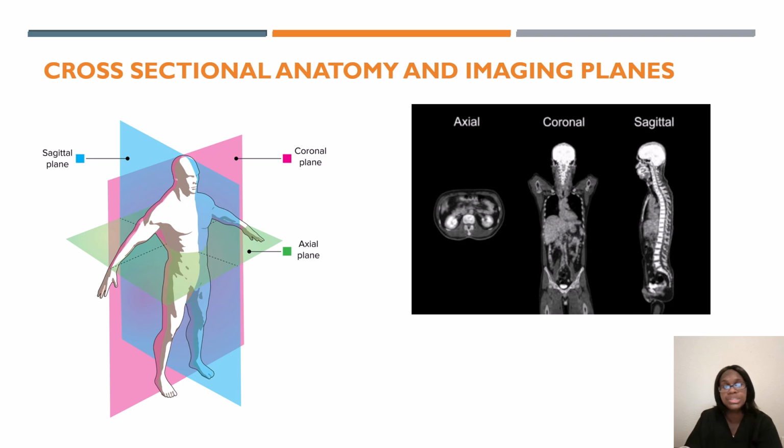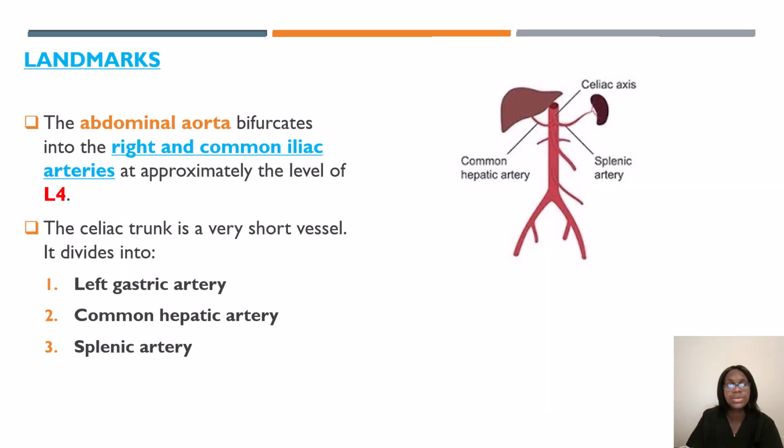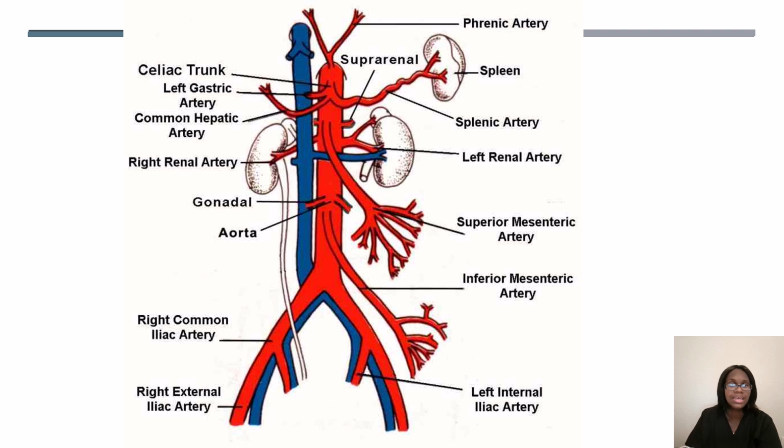Cross-sectional anatomy. If you were to look at an image, can you tell the difference between an axial, coronal, or sagittal image? Your landmarks. The abdominal aorta, which bifurcates into the right and left common iliac arteries, is located at approximately the level of L4. The celiac trunk is a very short vessel. It divides into the left gastric artery, common hepatic artery, and splenic artery. Very, very important to know your arteries. Know them, please. And then this is another picture that you can study.